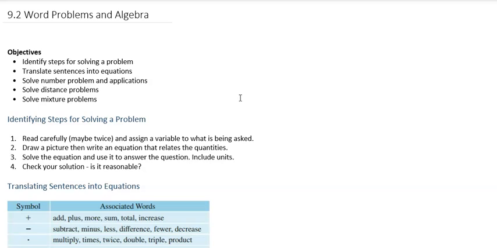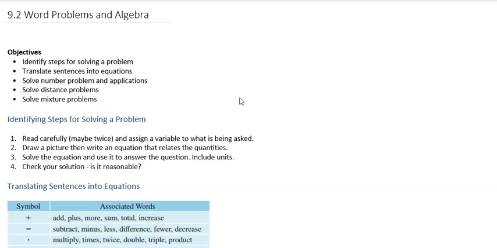So first, you need to read the problem carefully. And if you have it on paper, or on your iPad, I highly recommend underlining and highlighting things. Assign a variable to what's being asked. This is really important, assigning a variable to what's being asked. Draw a picture. Write an equation that relates the quantity. So if there's any way to draw a picture of what's going on, draw it.